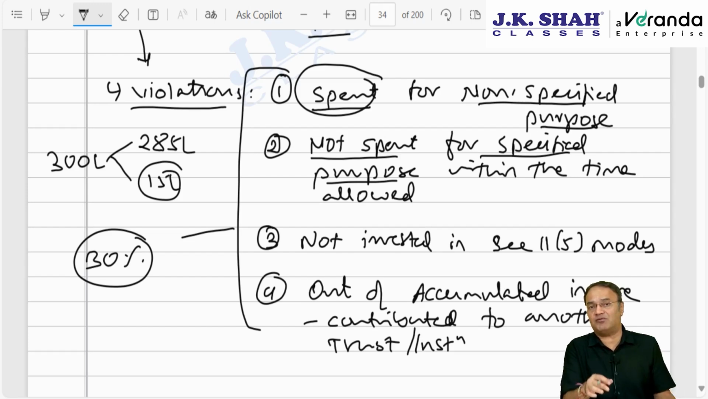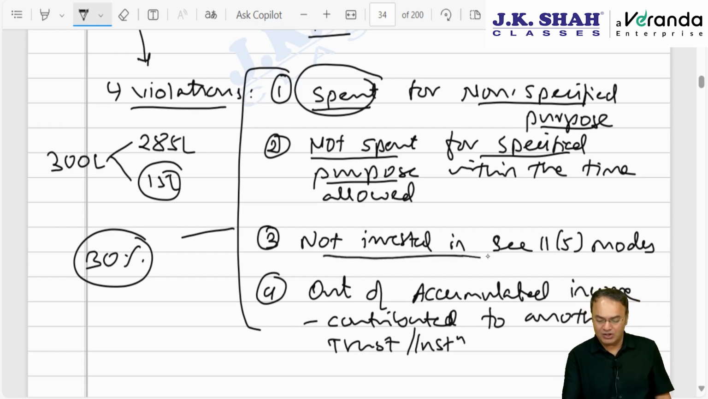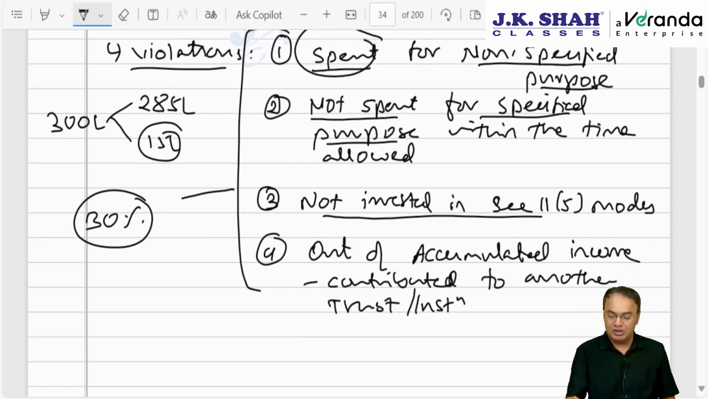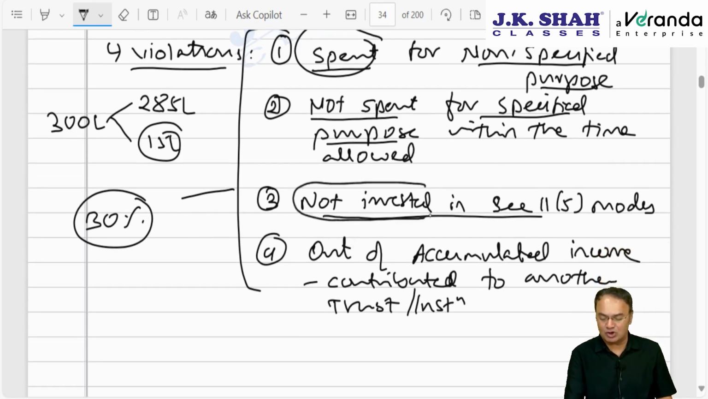If the trust had specified 4 years, then it will be taxable in the last year, the 4th year, whenever the time limit expires. If the trust specified 5 years, then it will be taxable in the 5th year. If the trust specified 3 years, it will be taxed in the 3rd year. If not invested in the 11.5 modes of investment, then nothing is clarified. Ideally, it will be taxed in the same year in which investment is not made in the specified modes, or whenever invested in non-specified modes. The principal amount will be taxable, whatever is not invested.